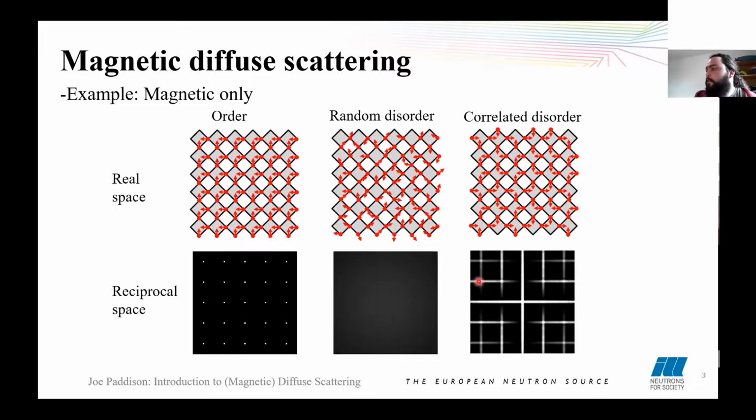But on top of this, we also have some extra scattering in between the Bragg peaks, which is due to the presence of this disorder. And this extra scattering is the magnetic diffuse scattering. Now, this is for a system where we only care about the spins, but we have the exact same scenario for a nuclear counterpart. So simply change the spins by ions, and you would find also some scattering in between the Bragg peaks.